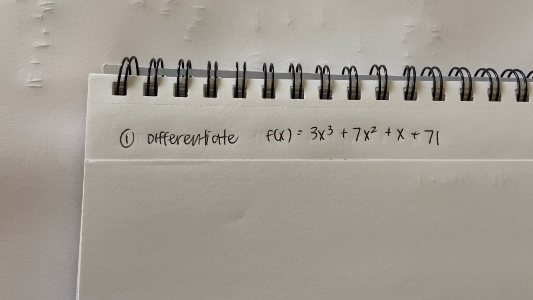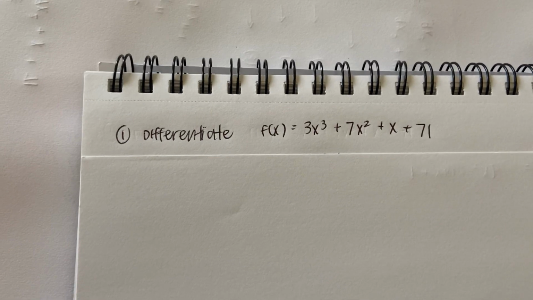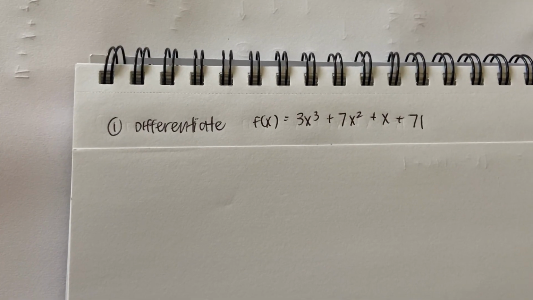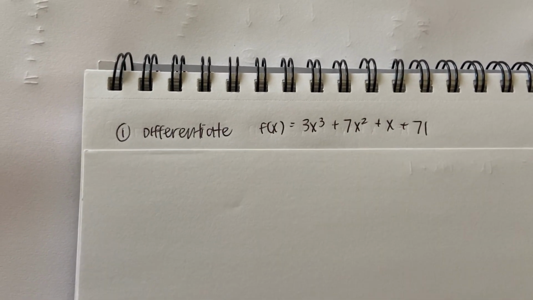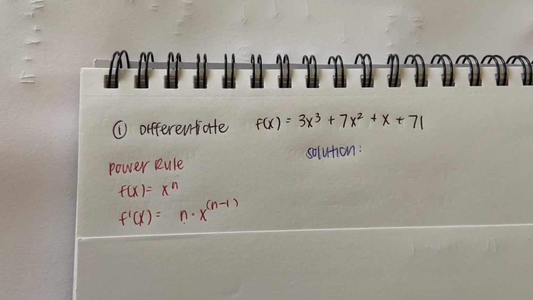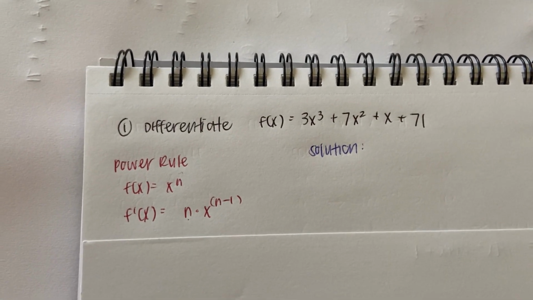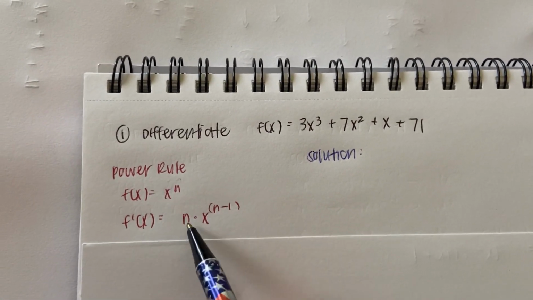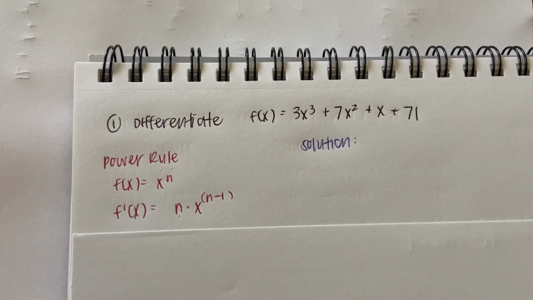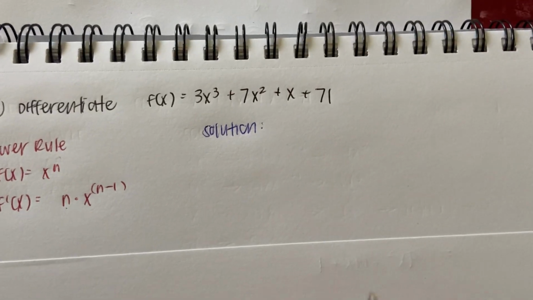Okay class, so number 1 asks us to differentiate f of x equals 3x cubed plus 7x squared plus x plus 71. Before we get going, let's remind ourselves, what is the power rule? Let's say we have f of x equals x to the power of n, where n is any real number. To differentiate that, we bring down that value, we multiply it, and we subtract that value by 1. So let's do these all one by one real quick.